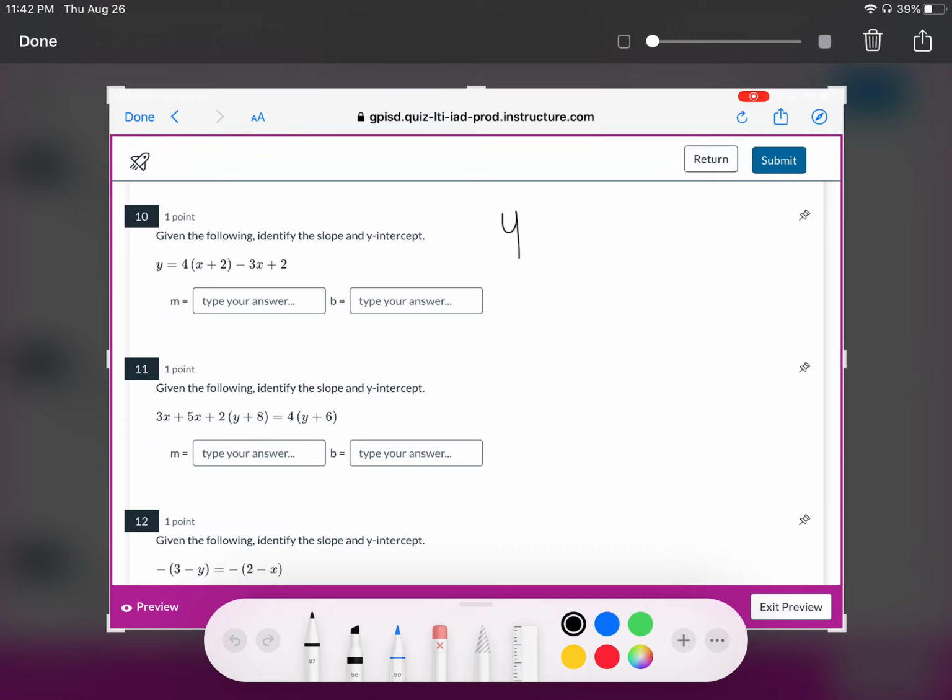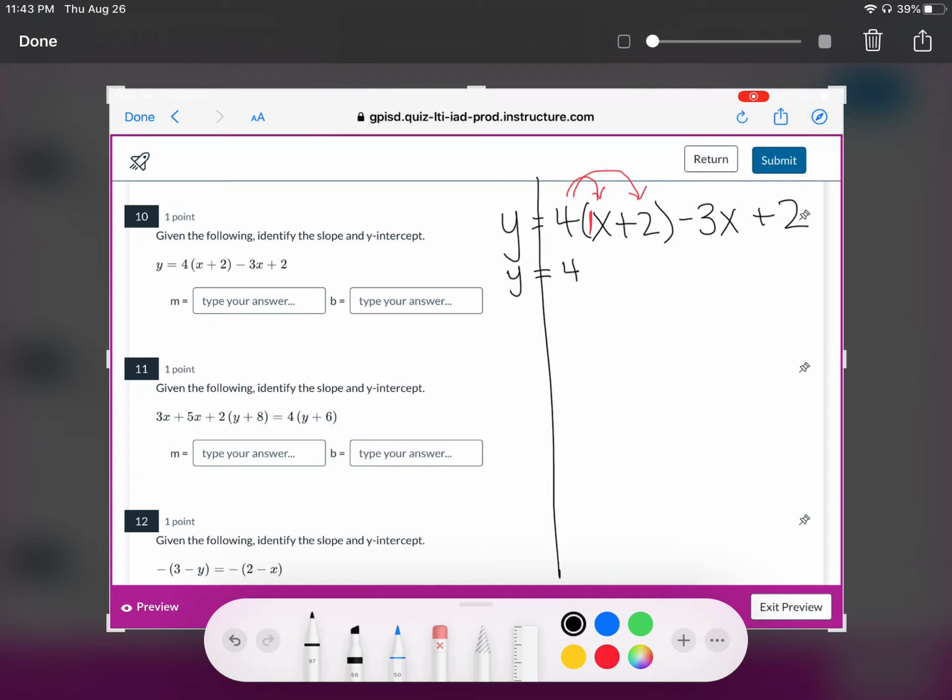Number 10 says Y equals 4(x plus 2) minus 3x plus 2. Step 1, we're going to distribute. Multiply the number outside to everything inside. That's going to give us 4 times 1x is 4x, and 4 times 2 is 8. Everything else comes down.